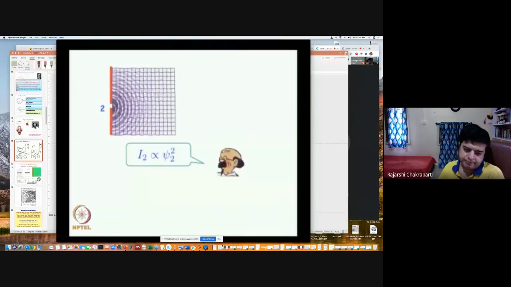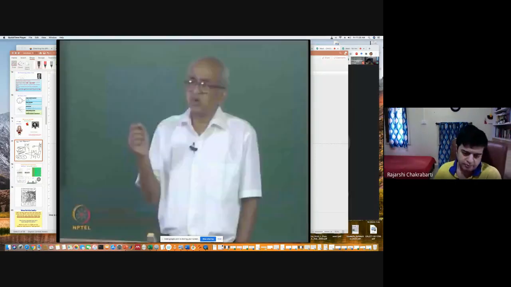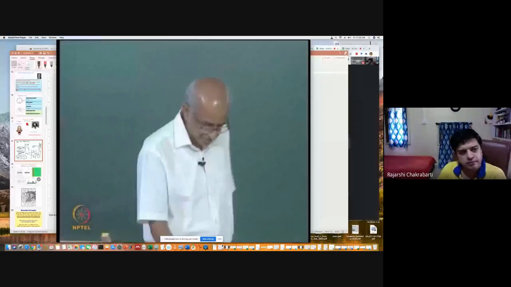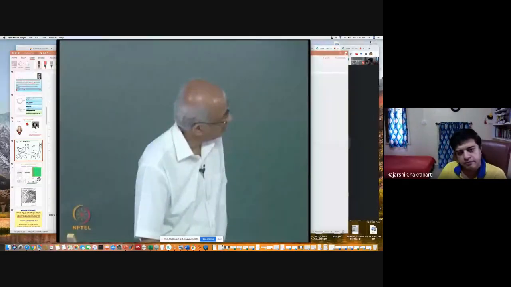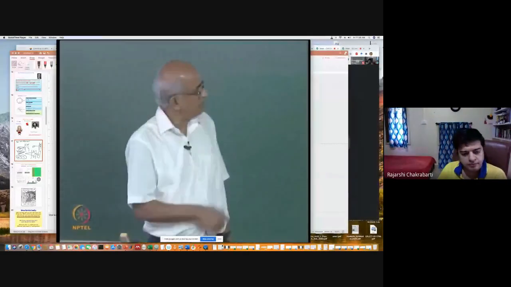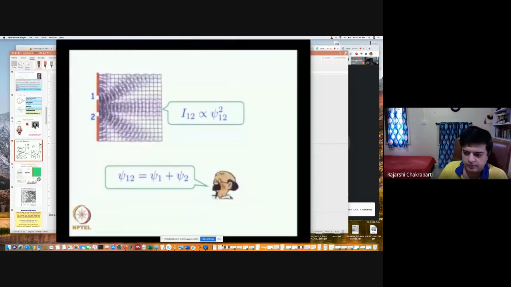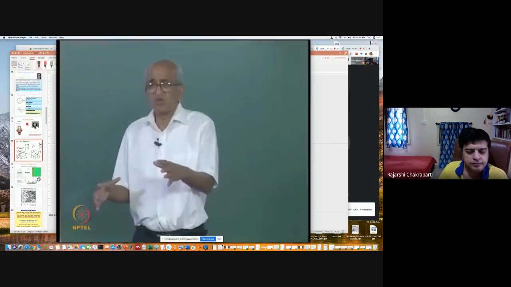Okay. And now suppose I keep both the slits open. What is going to happen? Well, if you kept both the slits open, this is how the displacement would be if you plotted it as a function of position. You can see that somewhere here there is hardly any displacement, while somewhere there you will see a large displacement. Why is it so? The answer is actually extremely simple. I have kept both the slits open.